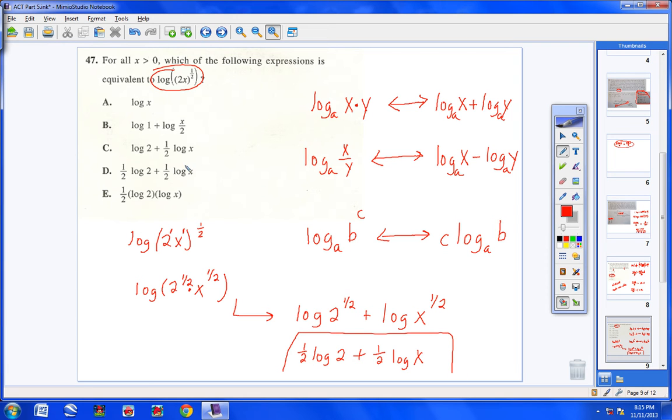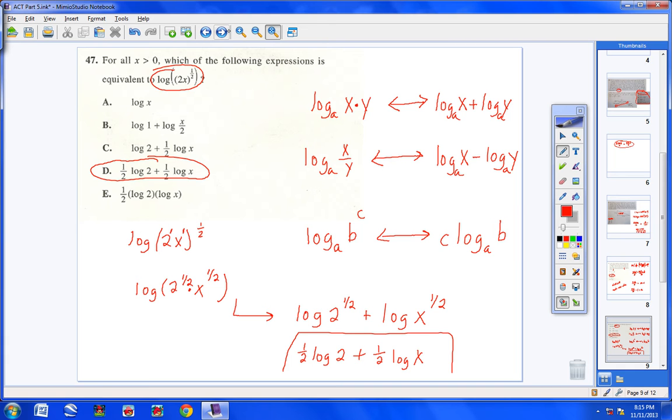Now, that would match letter D right here. And so there's the answer. Okay, so we're just reviewing logarithmic properties. These are the basic ones you need to know right here. I mean, there are some other ones I could throw at you, but these are the basic ones you need to make sure you're familiar with.